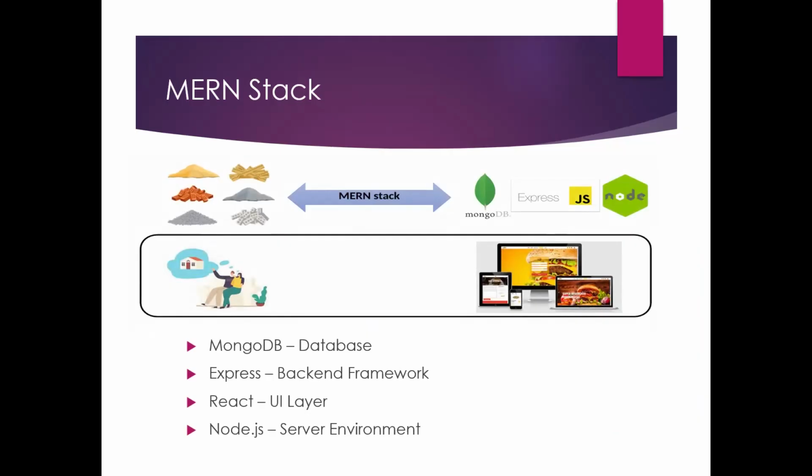What does MERN mean? M means MongoDB, E means Express, R means React, N means Node.js. MongoDB is the database, Express is the backend framework, React is the UI layer, and Node.js is the server environment. We can imagine MERN as the raw materials which are used to build a home. Like that, we are using MERN as the raw materials to build our websites and applications.